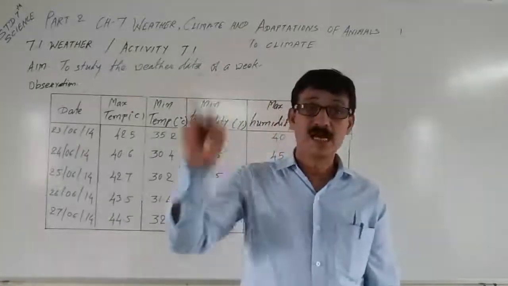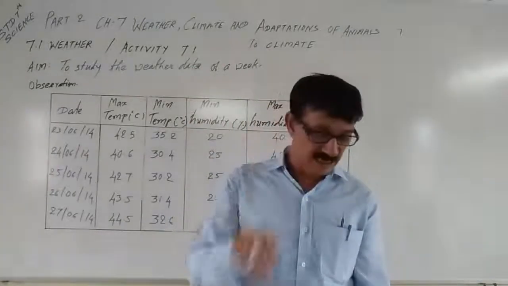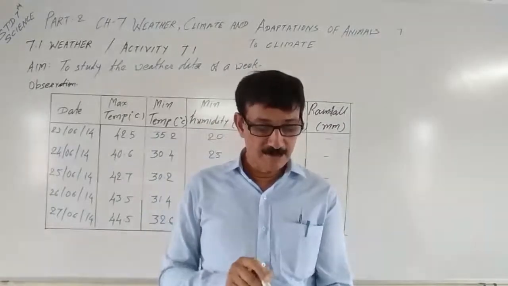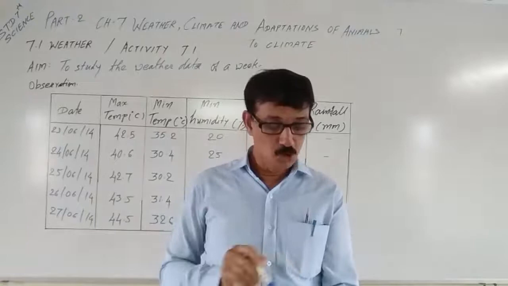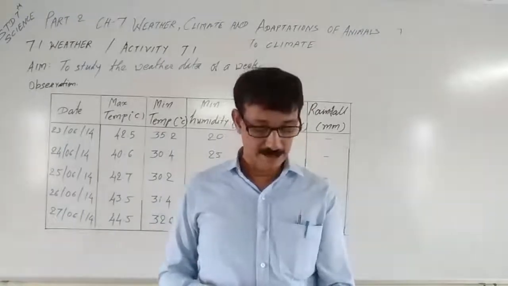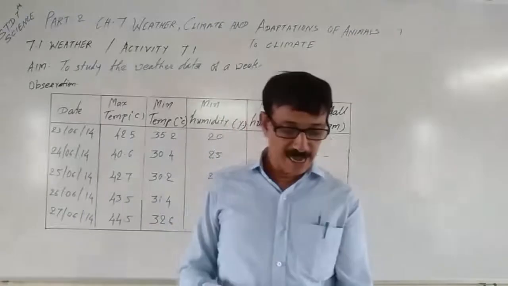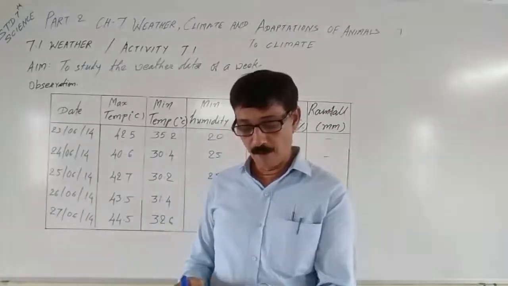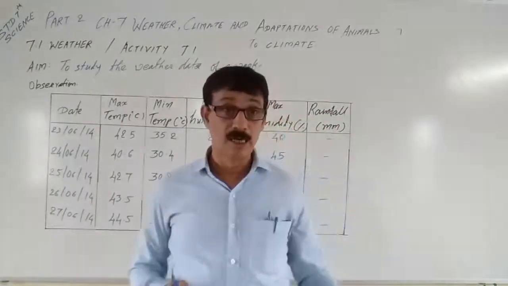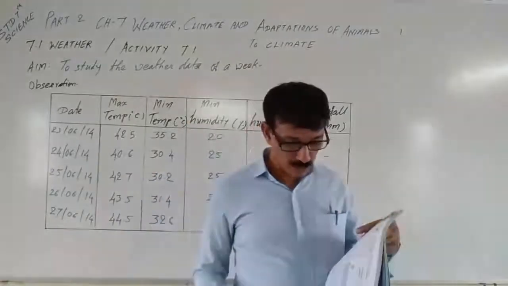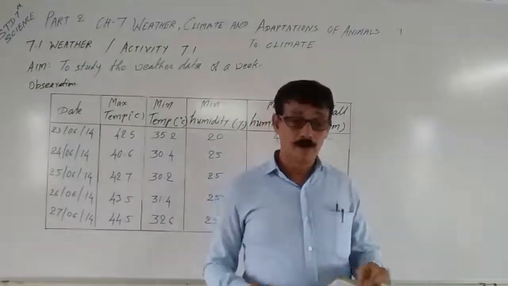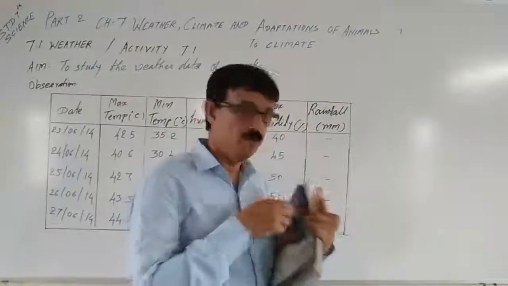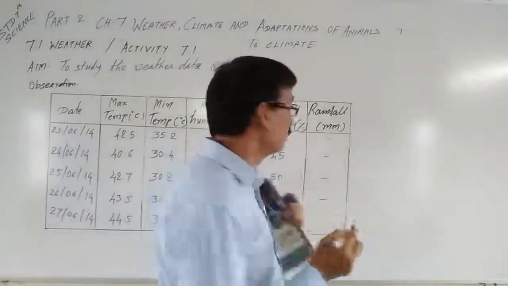Now there is a box. Let's see that. Rainfall is measured by an instrument called the rain gauge. It is basically a measuring cylinder with a funnel on the top to collect rainwater. Let's see how it looks, the rain gauge. Let me show. I would like to draw that.